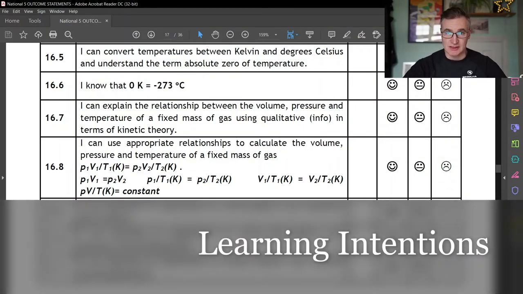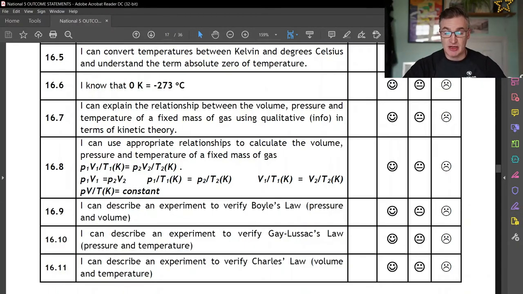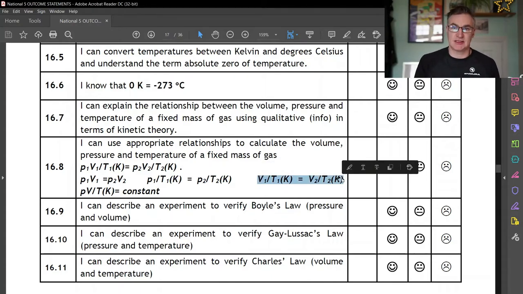Again, as before, this is becoming all very samey, but 16.11: I can describe an experiment to verify Charles's law, which is dealing with volume and temperature. And so, as before, we are only looking at two of them individually. In the first one, we kept temperature constant, then we kept volume constant, and this time we're going to keep pressure constant. This is the equation that we're going to be quantifying later on.